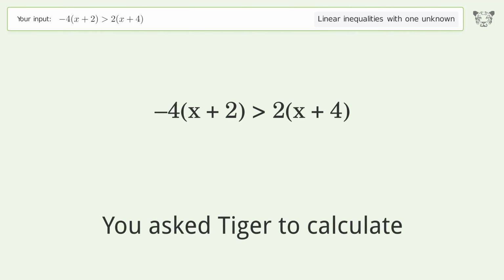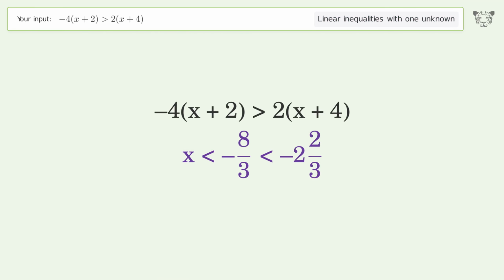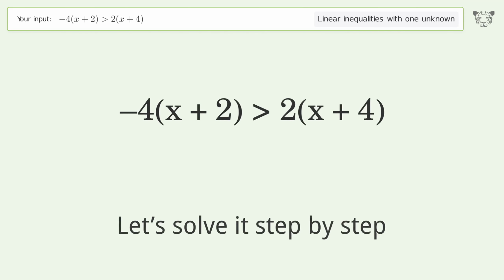You ask Tiger to calculate. This deals with linear inequalities with one unknown. The final result is x smaller than -8/3 smaller than -22/3. Let's solve it step by step.